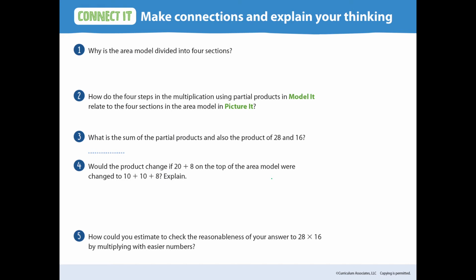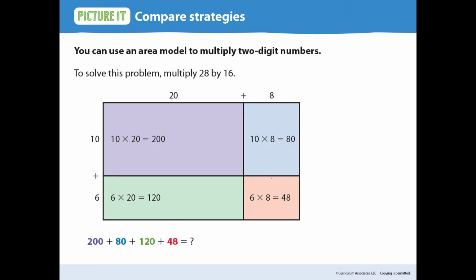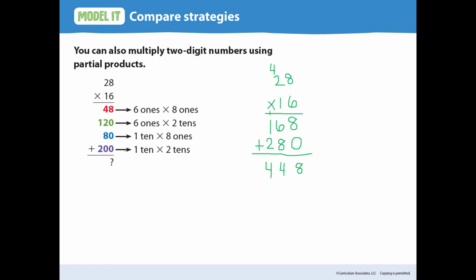How do the 4 steps in the multiplication using partial products relate to the four sections in the area model? And I'm actually going to go back and let you see that. So here's the area model. So we have 200, 80, 120, and 48. And now if we look at the partial products, we have the exact same numbers that we saw in the area model. So basically what the area model was doing was helping us to find the partial products.